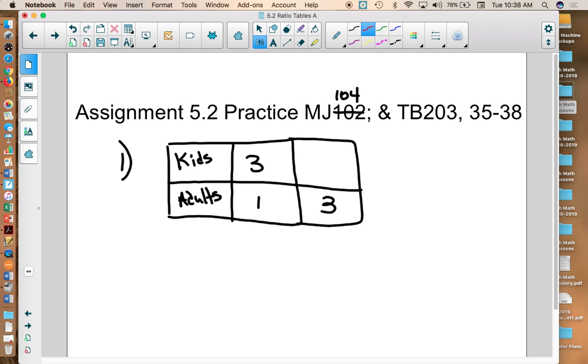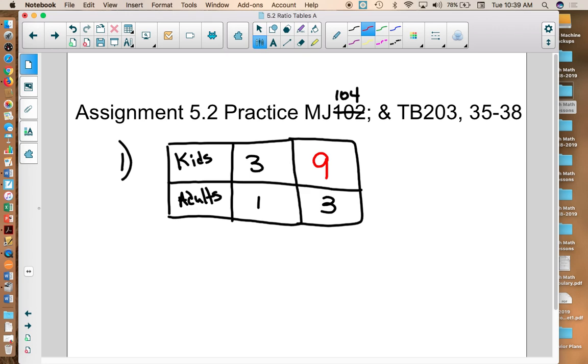What is the missing piece, Ben? 6. How do you know that, Ben? Because, no, I think it's 5. 5 or 6, I think. How would you get there then, Ben, if that's what it is? Because on adults it would be 3 times 1 would be 3. So 3 times 2 is 6. Well, 9. So what's my missing piece? 9.